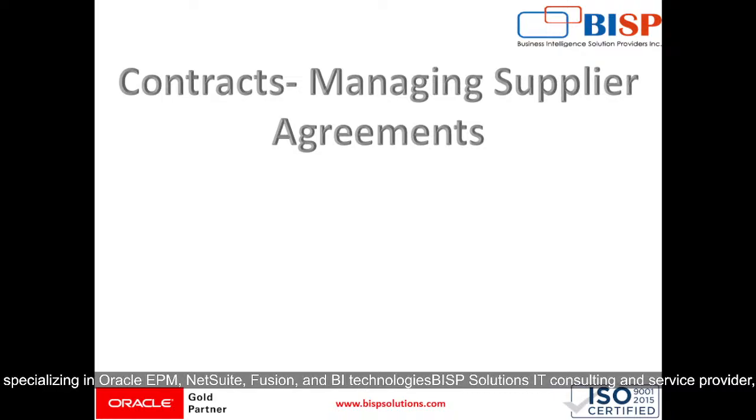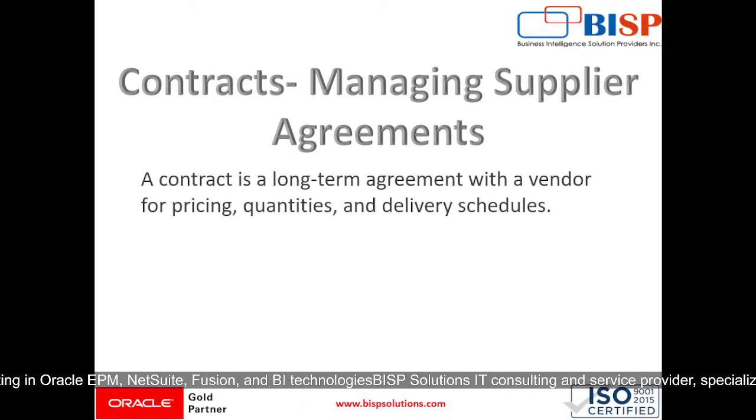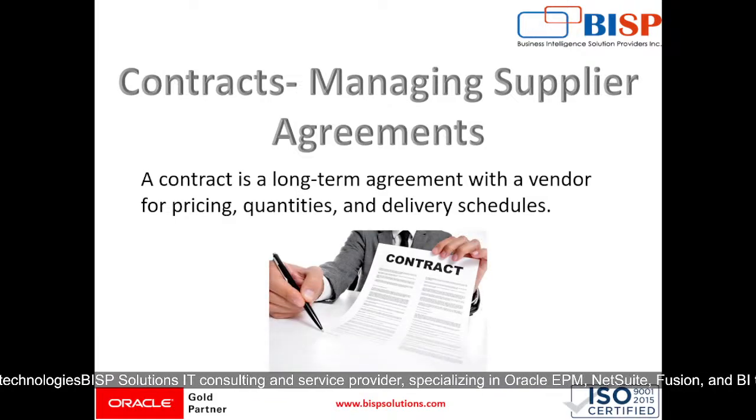Then comes the contracts, which is managing supplier agreements. So a contract is a long-term agreement with a vendor for pricing, quantities, and delivery schedules. For example, Lavale Inc signs a 1-year contract with Lavale Electronics for battery supply at a fixed price.